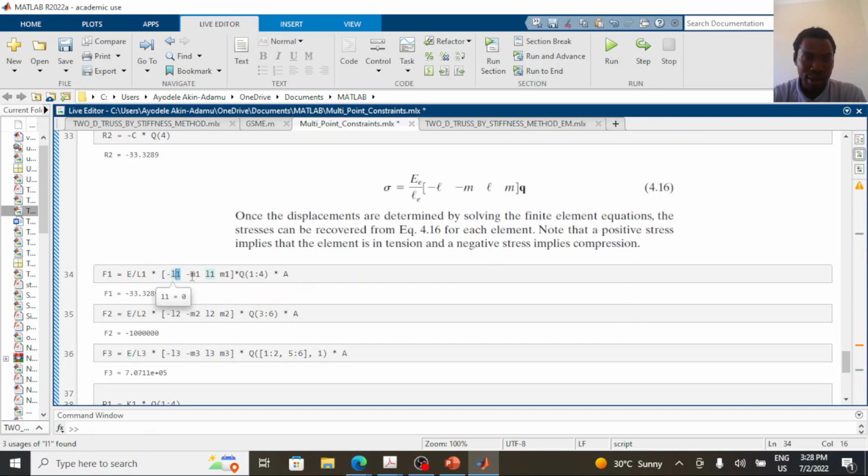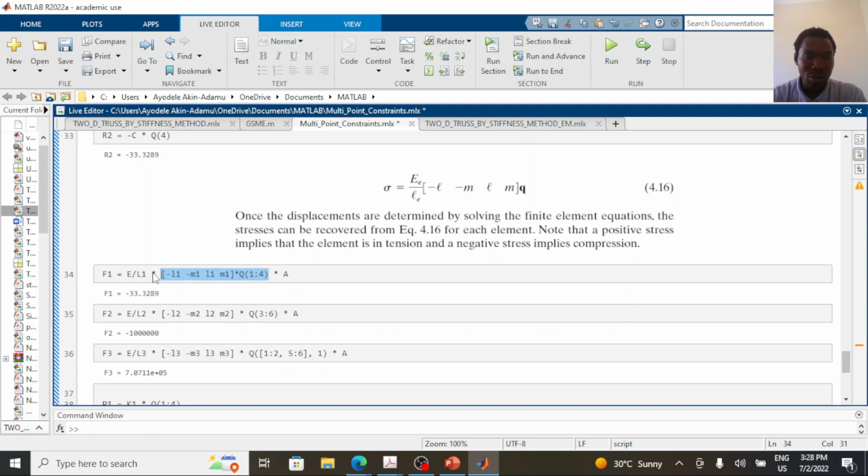L1, this small L1 and M1 is my cosine and the sine angle, respectively, which was computed earlier on when I was computing the local stiffness matrix. So this matrix here is multiplied by this displacement quantity. This Q here is the displacement quantity for the truss element, and each truss element has 4 displacement quantity. Element 1 has 4 degrees of freedom. Degree of freedom 1, 2, 3, 4. So that's why this is 1, column 4.